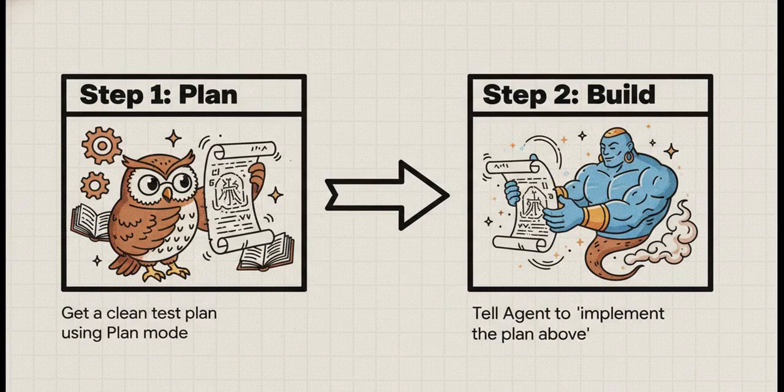For the best possible results, especially when you're working on something new or kind of tricky, use 2 wizards. First, ask the plan wizard to create a super smart strategy. You can look it over and make sure it's perfect. Then you just give that plan to the agent wizard and say, now build this. Using the thinker and the doer together is the key to becoming a true master.